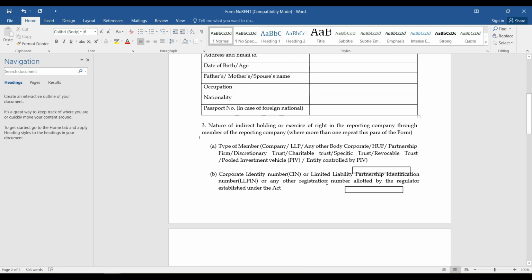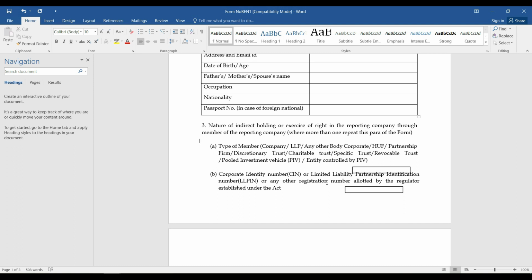Nature of the indirect holding or the exercise of the right of the reporting company from members of the reporting company, where more than one, repeat this para of the form. We have to mention the key details like the type of the member. If it is a company, we have to mention company. If it is LLP, we have to mention LLP. If it's HUF, we have to mention HUF, and so on, whatever is applicable.